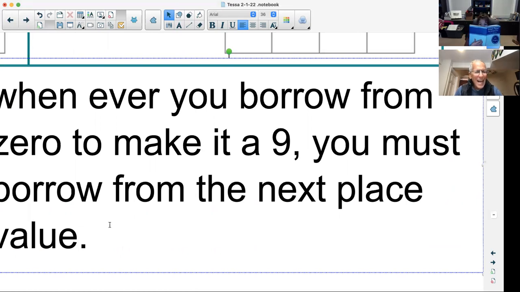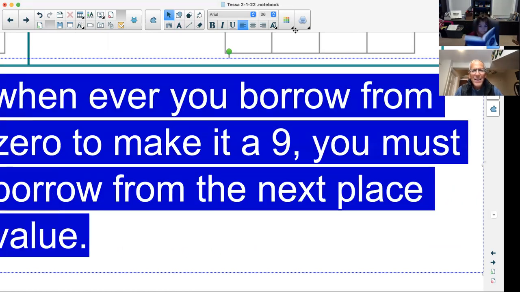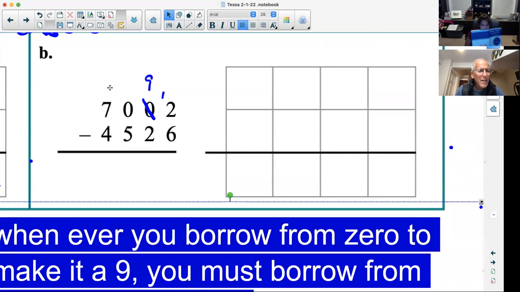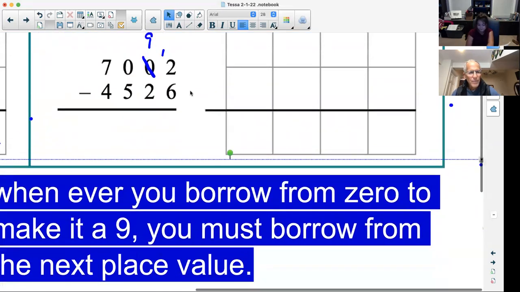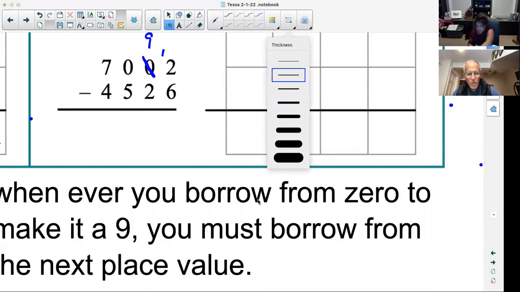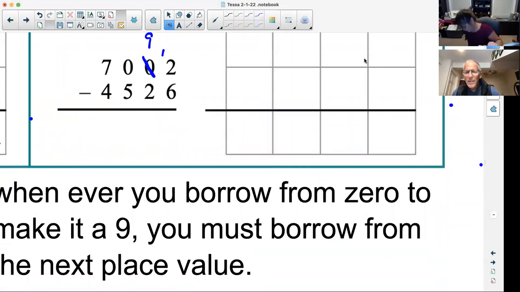Tessa, it's that simple. That is the rule. So Tessa, you borrowed from 0 to make a 9, so now you have to do what with the next place value? Next place value, you delete 1. Tessa, look up, look up. Come on, focus.